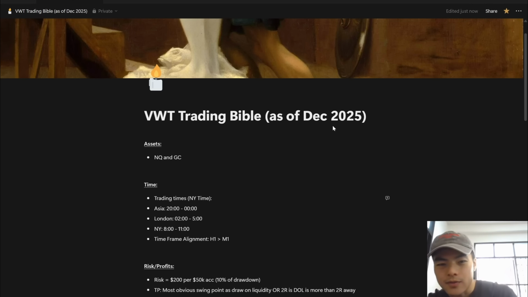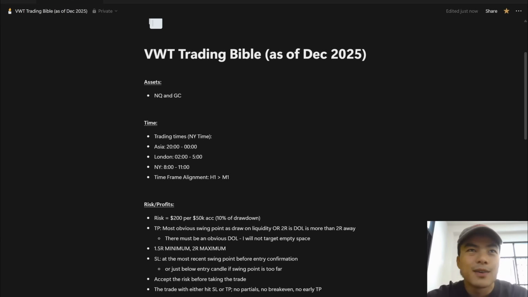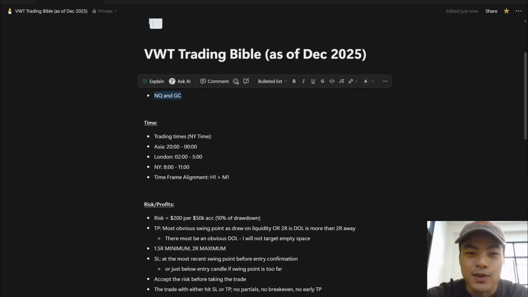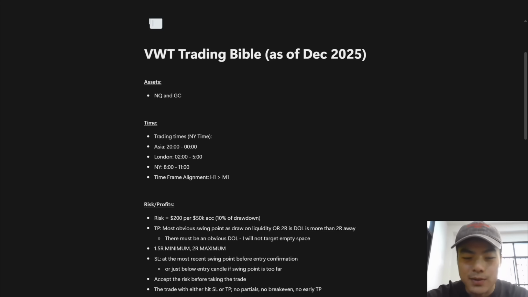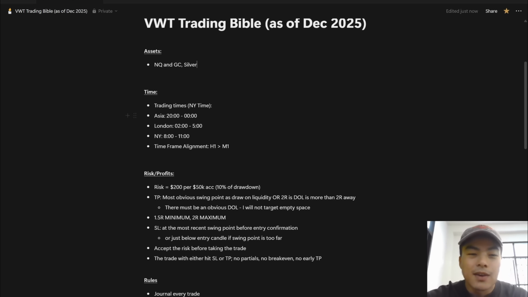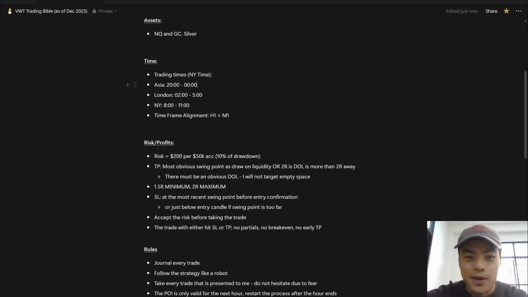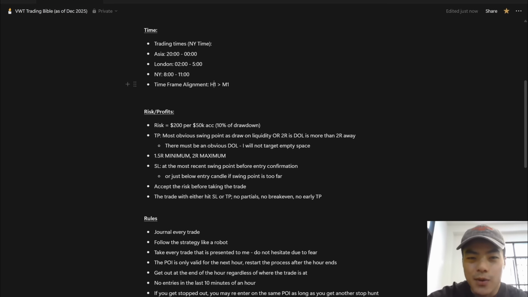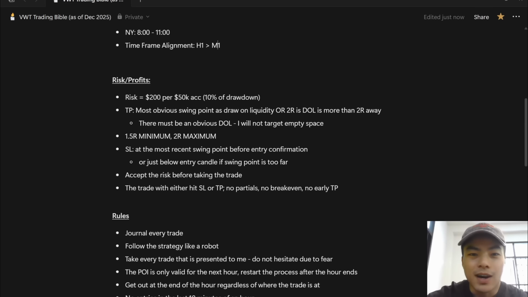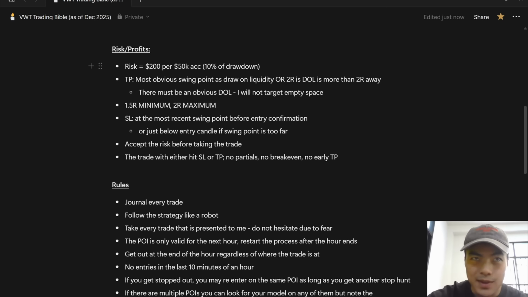And here's a quick overview of the trading Bible, which is just the rules around how I use this strategy. So I'm currently using it on NQ and GC, but I'm actually going to start looking into silver as well. I'm going to start backtesting that and seeing how that goes. Trading times are currently 8 to 12 for Asia, 2 to 5 for London, 8 to 11 for New York. I'll go over which sessions are most profitable once we go over the data. But 1 hour to 1 minute time frame alignment. I'm risking roughly 200 per trade, which is 10% of 50K prop firm accounts that I have.